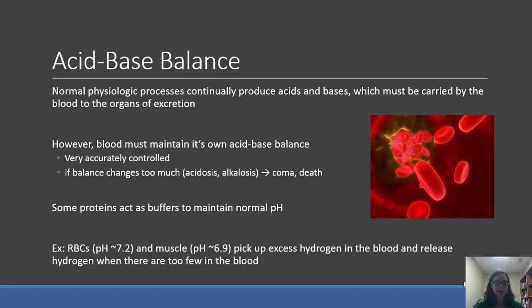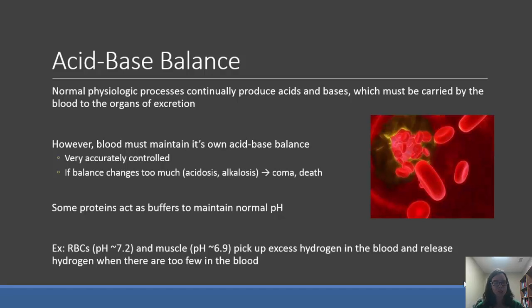So the blood has to maintain its own acid-base balance because we constantly have products that are acids or bases entering the blood, and these are very tightly controlled. If our pH goes off too much from our blood, then we're considered to be in acidosis or alkalosis, which can lead to coma or death. So some proteins are able to act as buffers to maintain normal pH. That is, they ameliorate any change in pH.